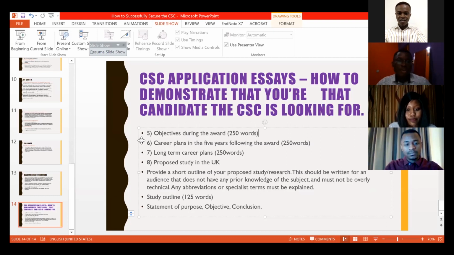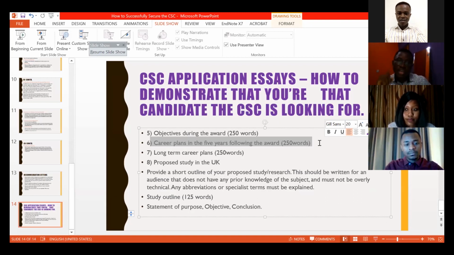Then you have another question that talks about your career plan in the 5 years following your award. So you're done with your studies now. Okay. Sorry again, let me go back again. Objectives during the award. Talk about, do you plan on going for conferences in Europe? Okay. Do you plan on developing connections with research bodies around your study area?